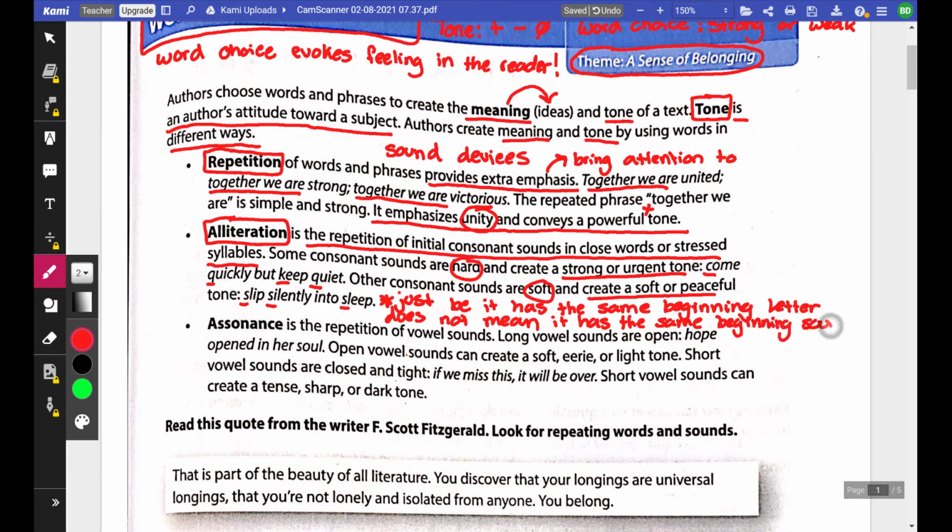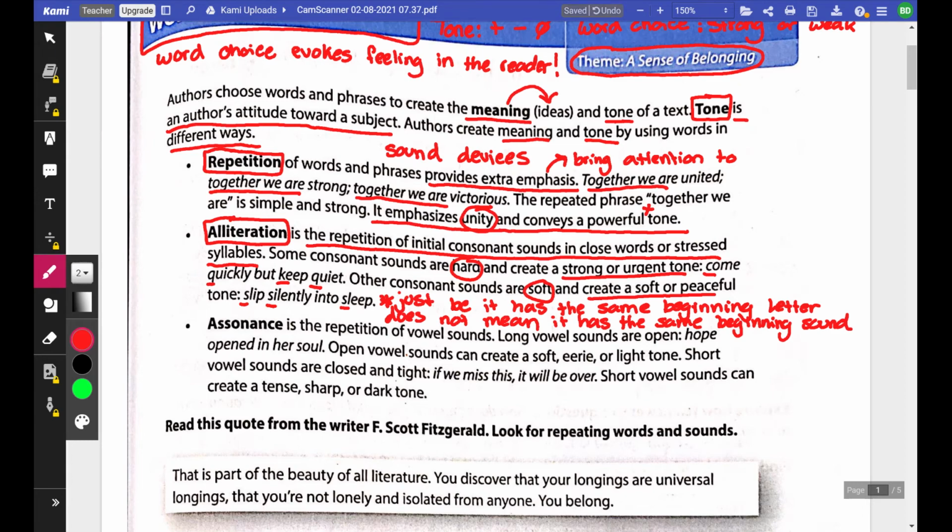Okay, so just because it has the same beginning letter does not mean that it has the same beginning sound. You have to go through it and make sure that the sound is the same. If the sound is not the same, it's not alliteration, because alliteration is the repetition of the initial consonant sound. So if it doesn't have that same sound, it's not alliteration.